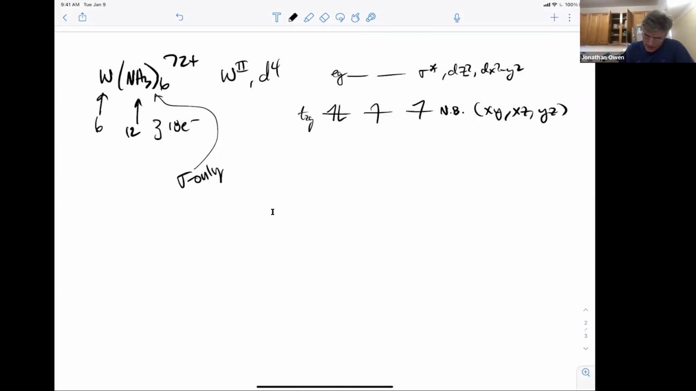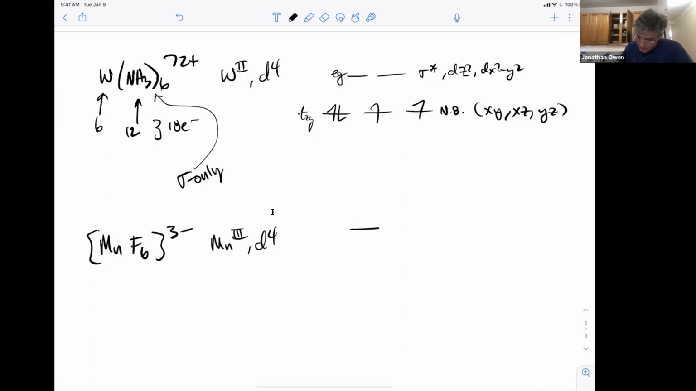So let's do the manganese example here, and then I'm going to talk about the answer key, which I think has a mistake on it. Let's do the manganese example. 3 minus. So 3 of those fluorides, one of each of those 3 minus charges. And so I can think about the oxidation state quickly as manganese 3. That's also d4. Now, these are weak field ligands. It's a 3rd row transition metal, and so the splitting is smaller. And that means you're going to go high spin.